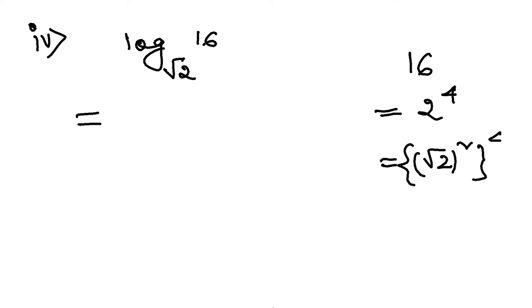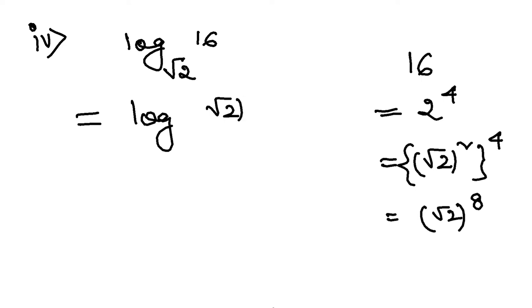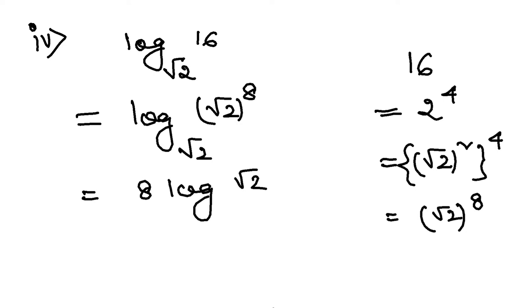Try to understand this one. So ultimately I'll have root 2 to the power 2 into 4, 8. Right? Properties of index. So now I'll come over here. 16 can be written as root 2 whole to the power 8. My base is root 2. The 8 will come forward, so I'll have 8 log root 2, base is root 2. Obviously, as you have understood, this will be 1, so 8 into 1, 8.